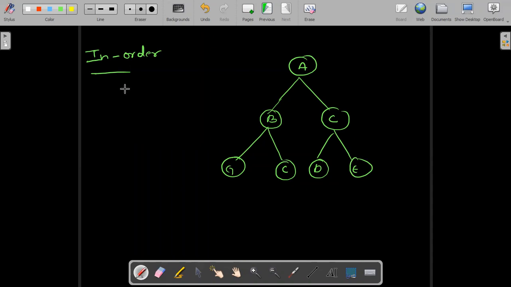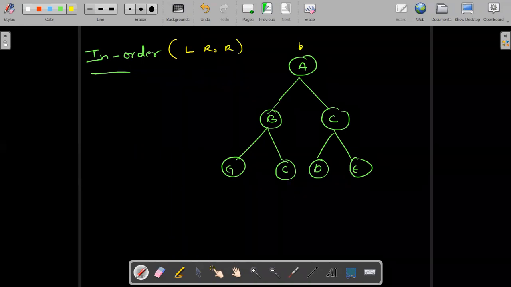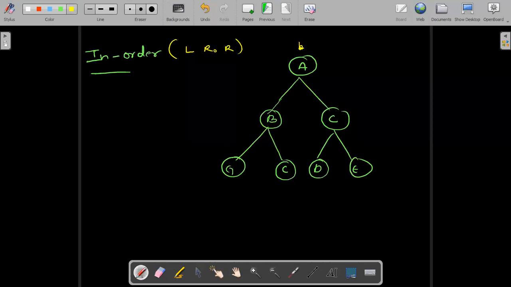Now see here, how to do the in-order. What is the formula for in-order? Visit left first. After that root, after that right. Now I will go to the node here. Yes or not? I will go to the node here. So I will go to the left side. Please understand, I will go to the left side first.